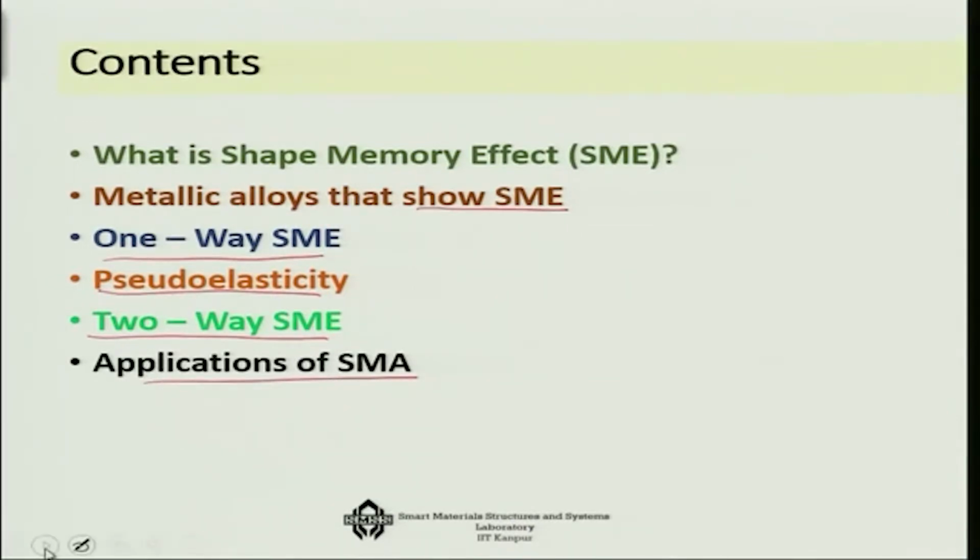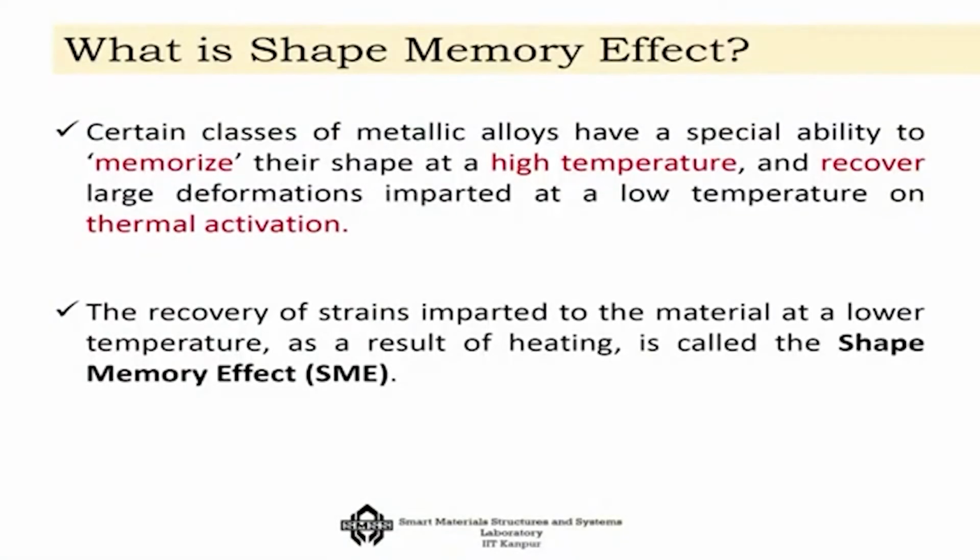So let us first see what is this shape memory effect. There are certain classes of metallic alloys which have a very special ability. This special ability is to memorize their shape at a particular temperature, and then if the alloy undergoes a large deformation at a low temperature, the moment you thermally activate it, once again it will get back its shape. So I would rather say generally it is to memorize the shape at a high temperature.